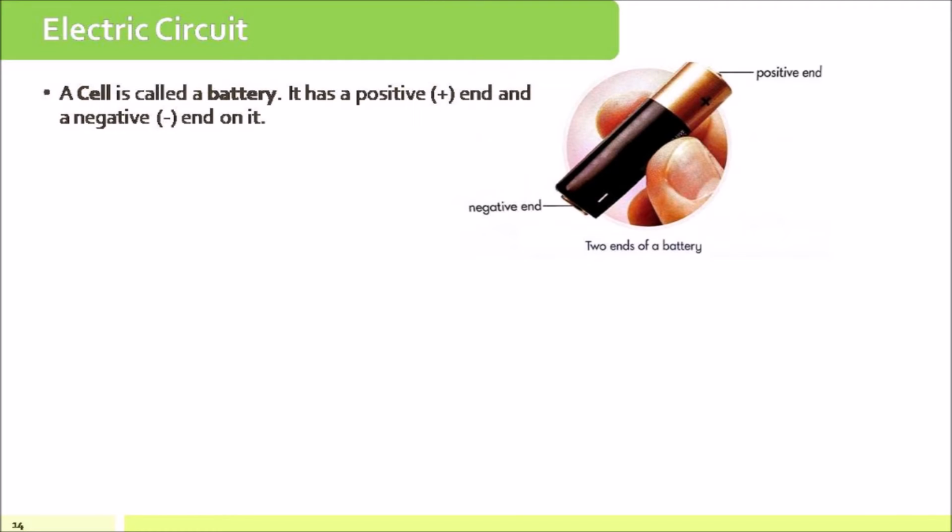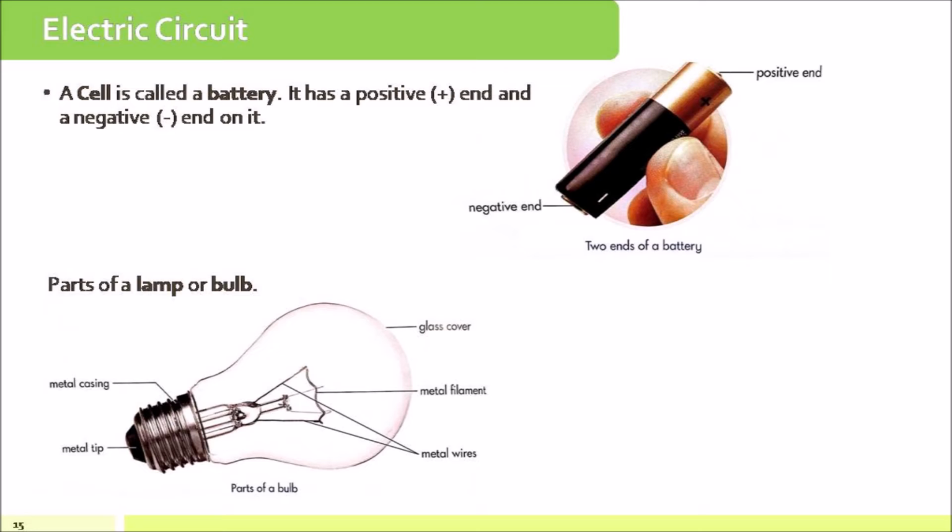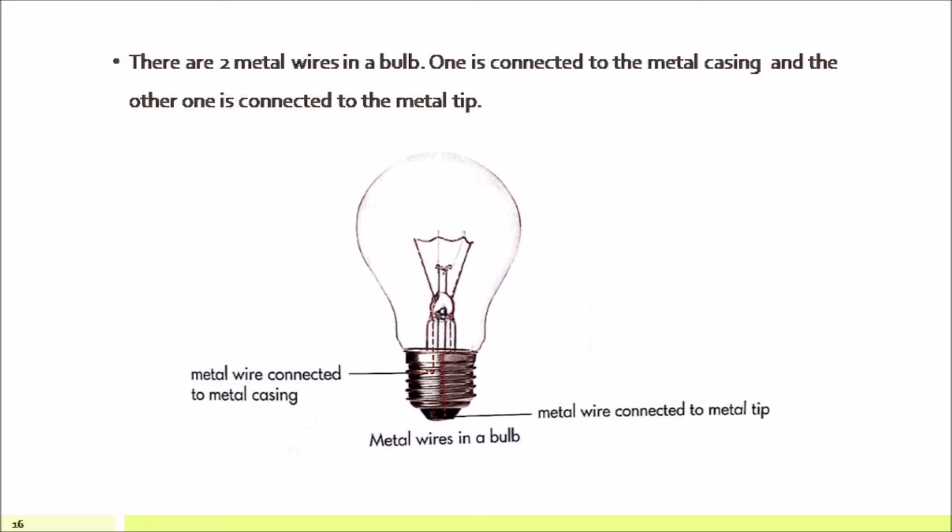And now we are going to talk about all the components of an electric circuit in more detail. First up is a cell, which is also called a battery. Like we discussed before, it has a positive and negative end on it, as you can see in the picture. Next is the lamp or the light bulb. As you can see in the picture, all the parts that make it up. We have the metal casing, the metal tip, the wires, the filaments, and the glass cover.